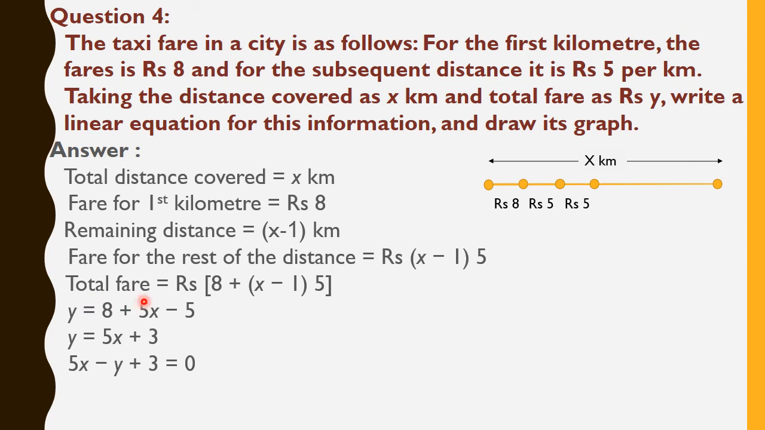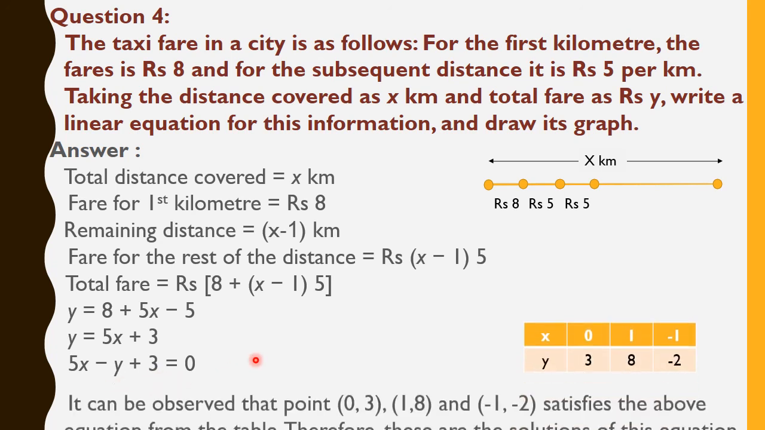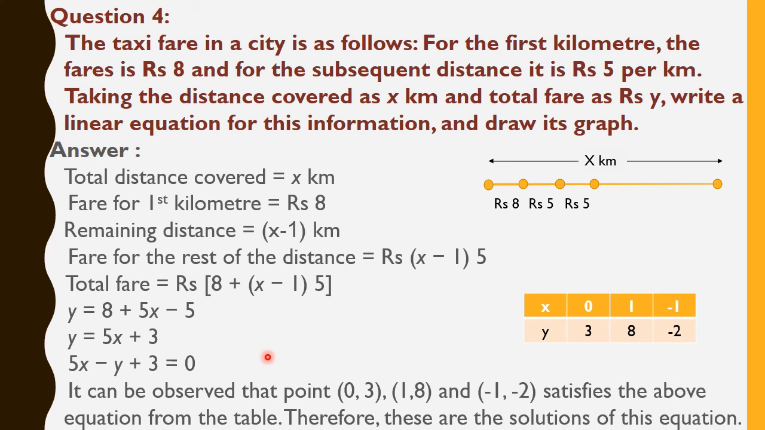Let us take the total fare as y, as it is given in the question as well. So y = 8 + 5x - 5. If we solve it further, we'll get y = 5x + 3. Hence, in general form, we can write the equation as 5x - y + 3 = 0.